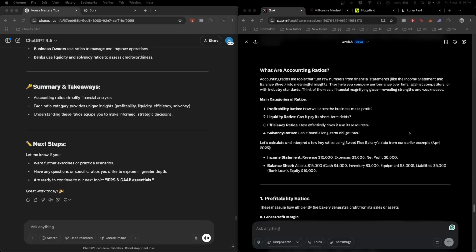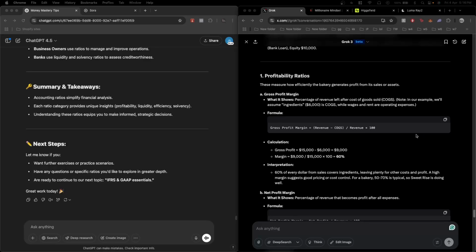Let's calculate and interpret a few key ratios using Sweet Rice Bakery's data from our earlier example. So we have an income statement with a revenue of $15,000, expenses of $9,000, and net profit of $6,000. Our balance sheet says there are assets of $15,000, which is cash of $4,000, inventory of $3,000, and equipment of $8,000. Our liabilities are $5,000, which is from a bank loan, and our equity is $10,000.